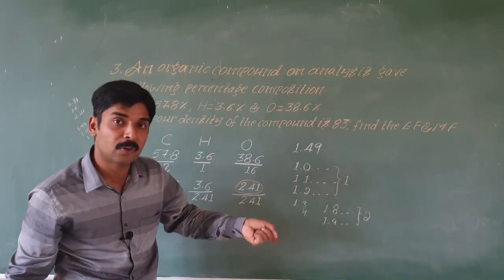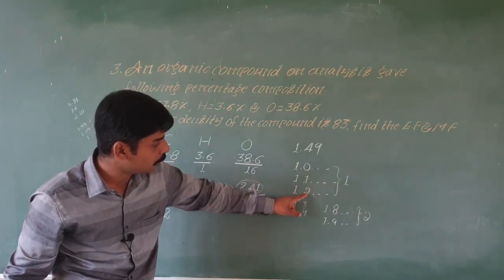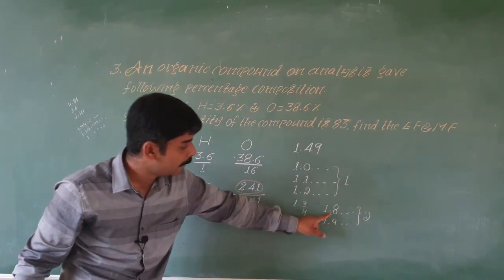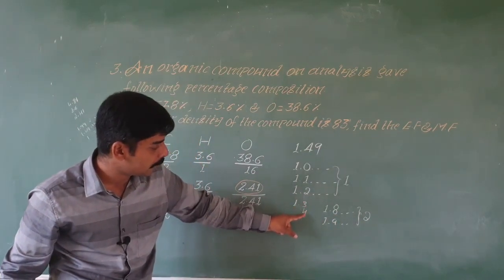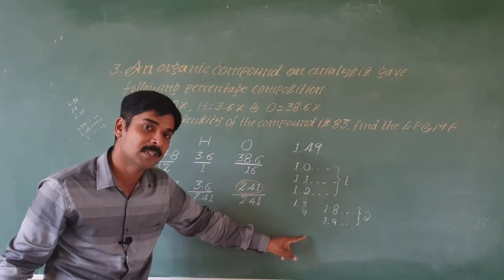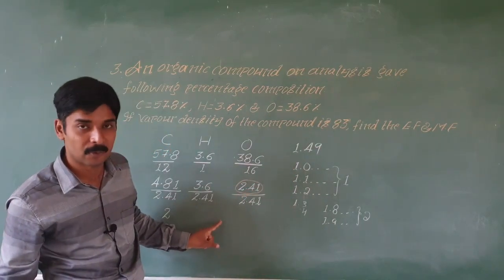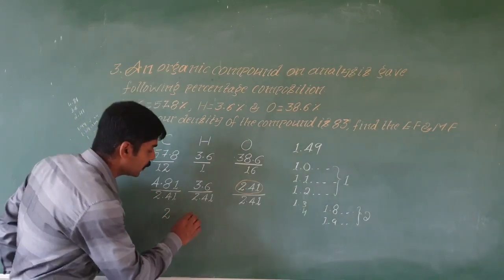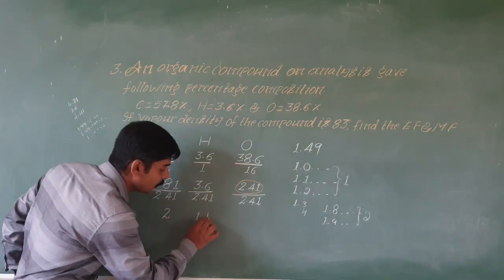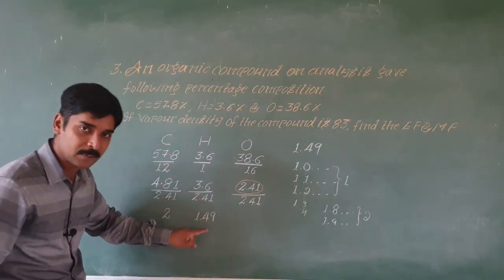So when you can round off and when you can't round off: when it is 1.0, 1.1, 1.2, you can round off, and when it is 1.8, 1.9 also you can round off. But if it is 1.3, 1.4, 1.5, 1.6, 1.7, you can't round off. So now it is 1.49. You can't round it off to either 1 or 2. So you must write it as it is, 1.49. I will explain later what has to be done for this.